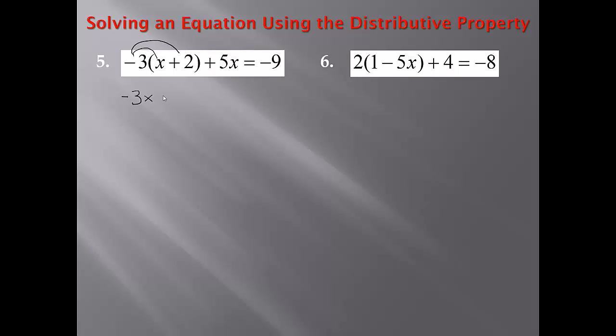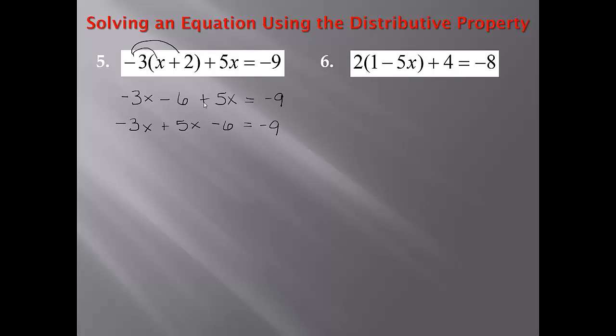So I could write that as either plus a negative 6, or I could just write minus 6. And then I have plus 5x equals negative 9. Now I need to combine my like terms, because I have negative 3x and I have plus 5x. So if I rewrite this, I have negative 3x plus 5x minus 6 equals negative 9.